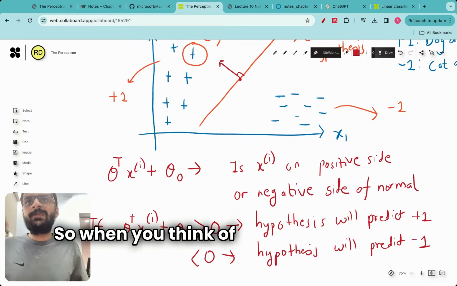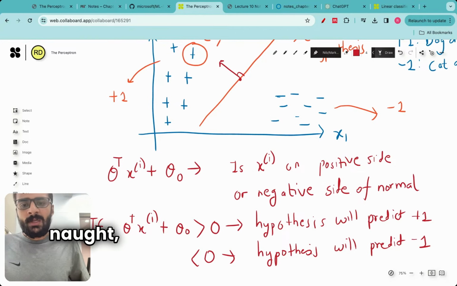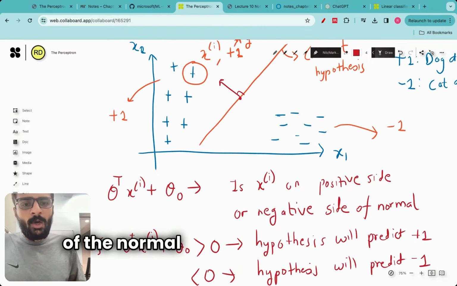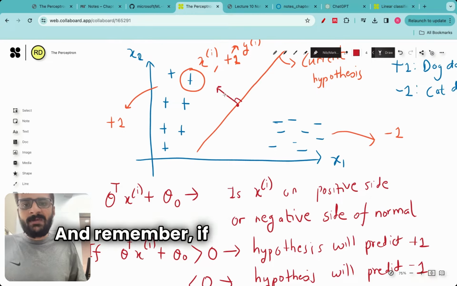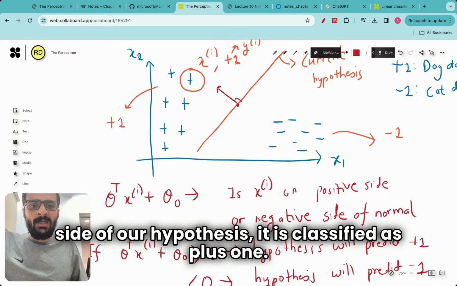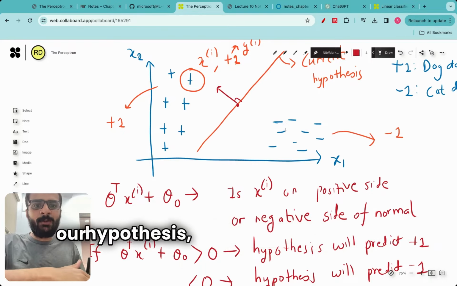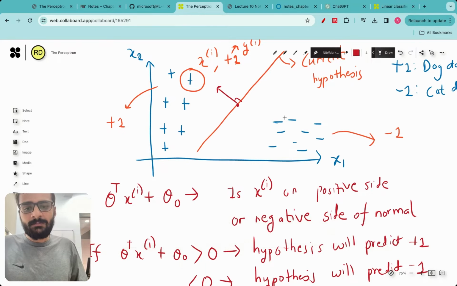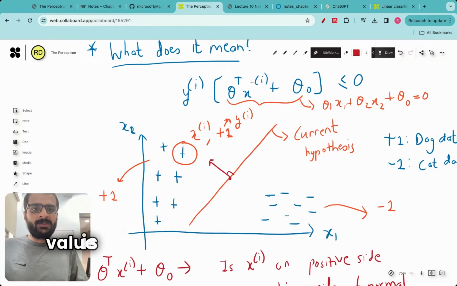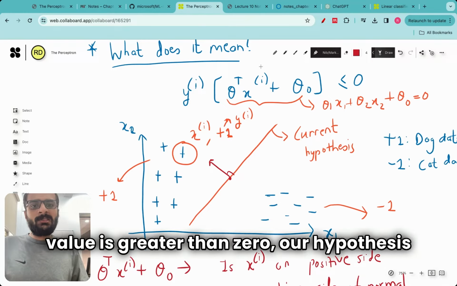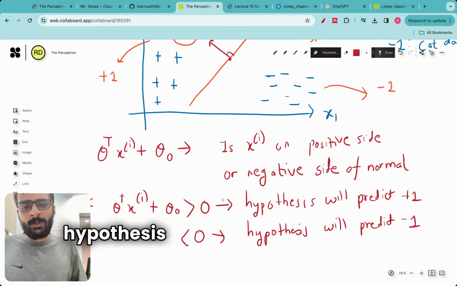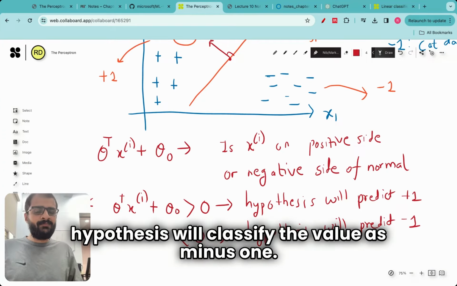So theta transpose xi plus theta naught represents whether xi is on the positive side of the normal or on the negative side. And remember, if something is on the positive side of our hypothesis, it is classified as plus 1, and if something is on the negative side of our hypothesis, it is classified as minus 1. So if this value is greater than 0, our hypothesis will classify that point as plus 1. If this value is less than 0, our hypothesis will classify it as minus 1.